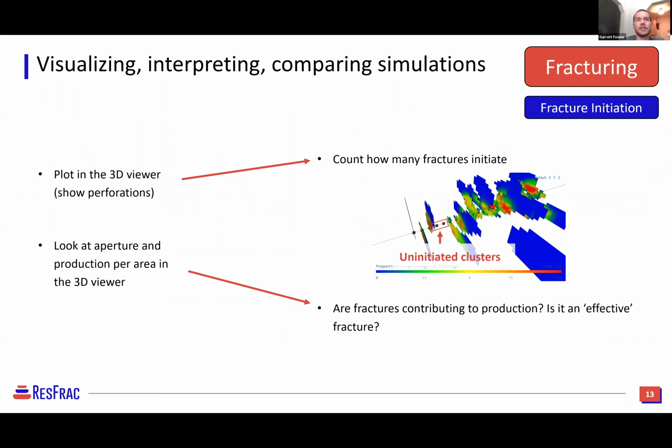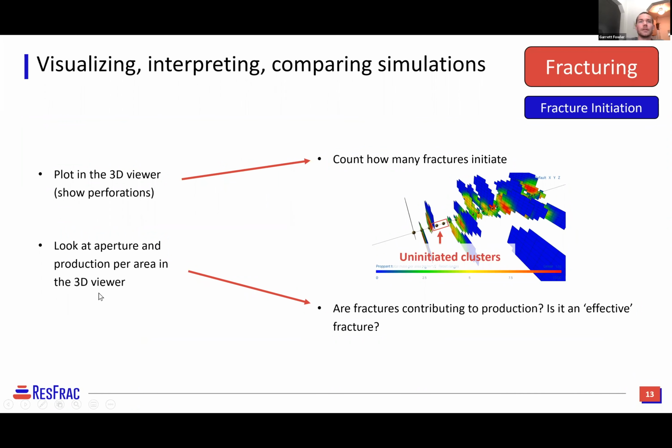So for fracture initiation, what I like to do is I plot the image in the 3D viewer. I look at a property, and then under the toggles, I turn on clusters, and I look for any uninitiated clusters.